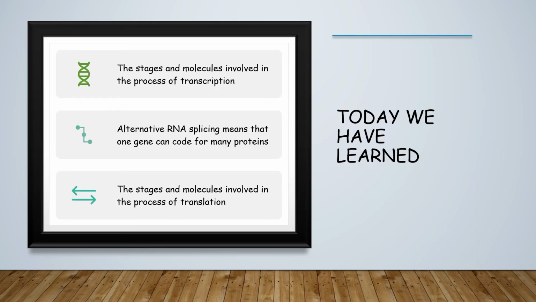So that's us for today's video lesson on gene expression. Today we've looked at the stages and molecules involved in the process of transcription, which is creating an mRNA transcript from our DNA code. We've also then looked at alternative RNA splicing, which means that one gene can code for many proteins. And then we've also looked at the stages and molecules involved in the process of translation. So that's converting our mRNA transcript into a primary polypeptide structure. And we will look at the further structures in later video lessons.